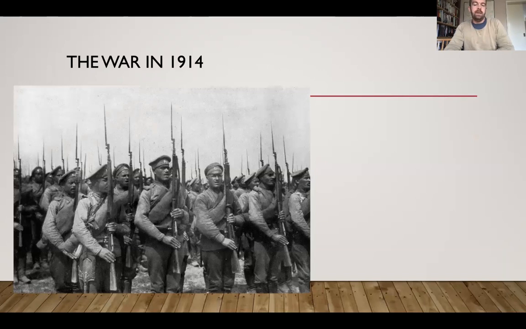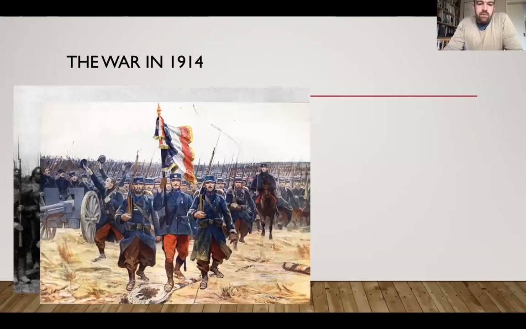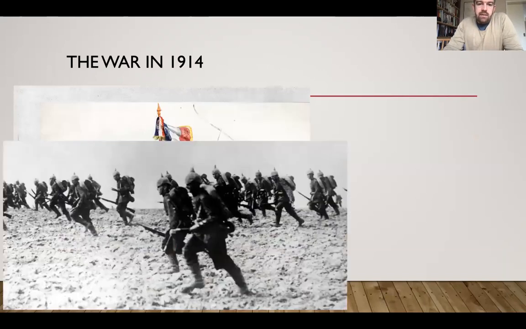Okay. Now, the war in 1914, we're going to gloss over this incredibly quickly. Those are Russian soldiers. These are French soldiers marching around under colours. These are German soldiers with their pointy hats. There are huge numbers of men killed in 1914 before the stalemate sets in and armies take to trenches in the way that we understand the First World War to have worked.